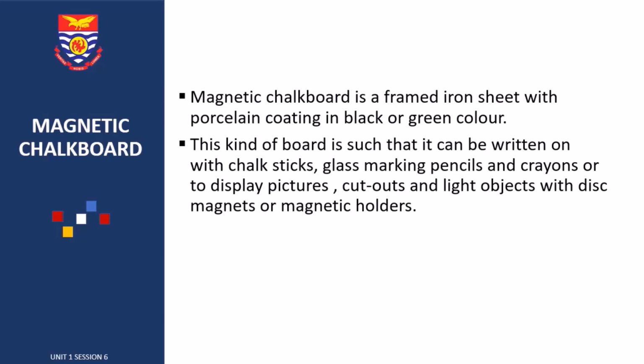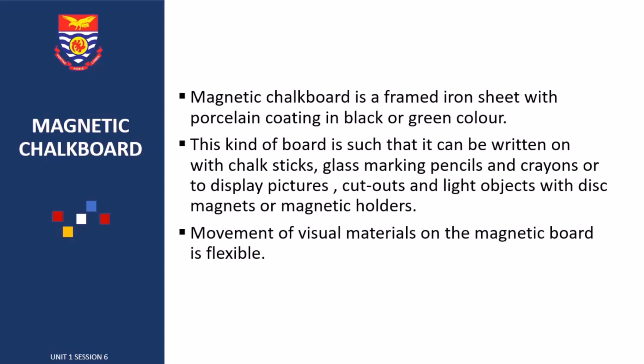The magnetic chalkboard is like the normal chalkboard. The magnetic aspect of it makes the difference. And so, because of that, the various points discussed for the effective use of a chalkboard are applied for the effective use of a magnetic board. Do you remember the points to consider to effectively utilize a chalkboard? If not, kindly refer to Session 3 of Unit 1 to revise and review the points. Movement of visual materials on a magnetic board is flexible. Because of the magnet holding the object, it can easily be moved about on the board.